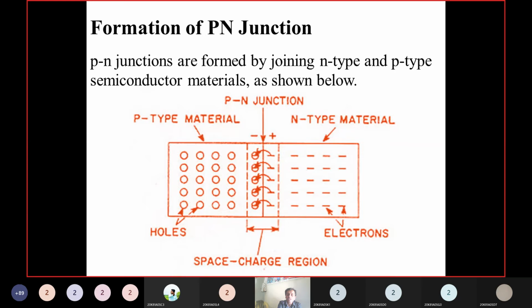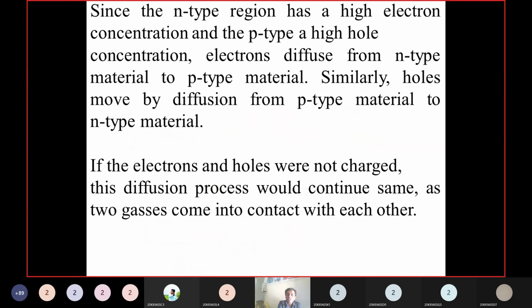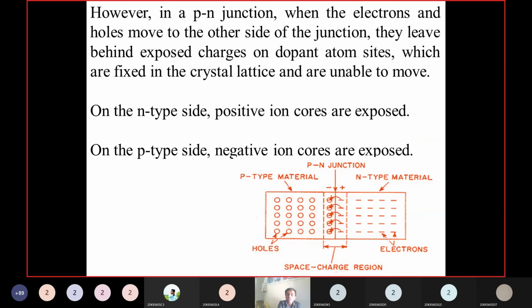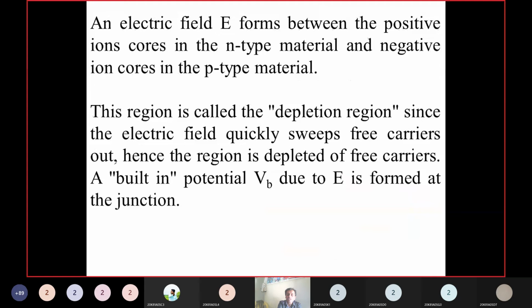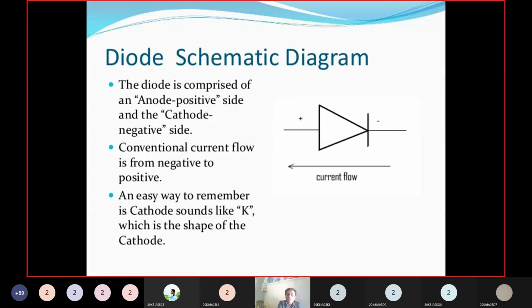So this is about the formation of the PN junction. Now, this is the schematic diagram of the diode, or simply the diode representation. The P region we will call plus and the N region we will denote as minus. The P region we will call the anode, and the N region we will call the cathode.